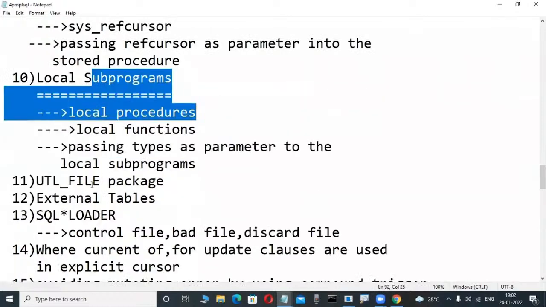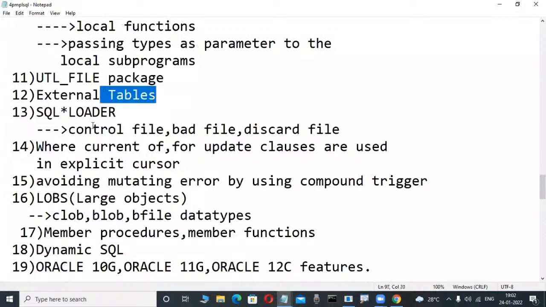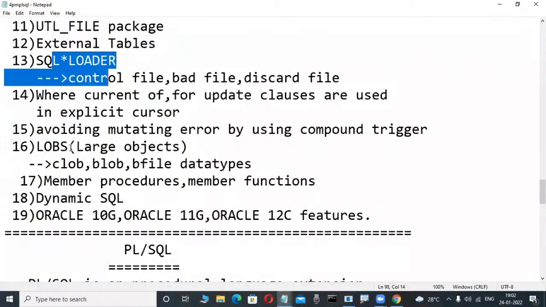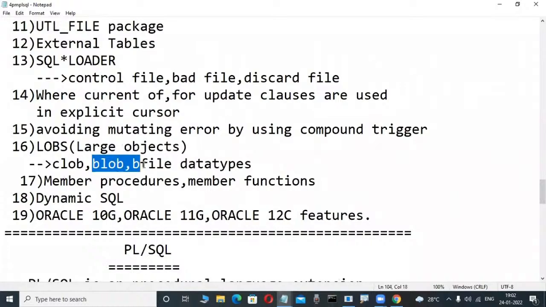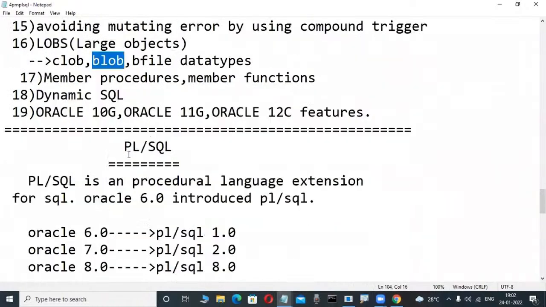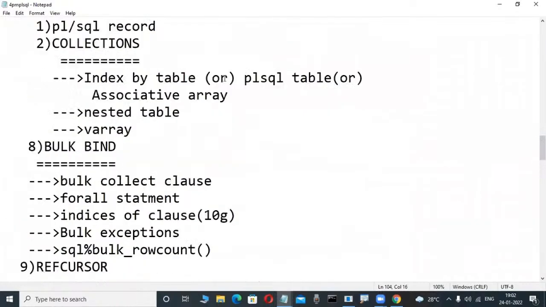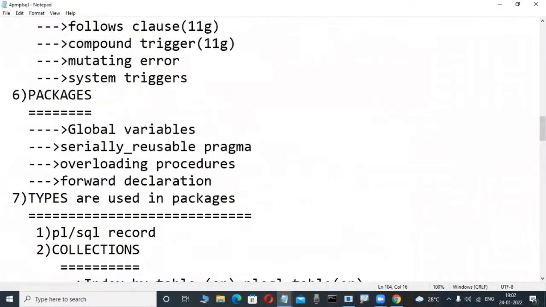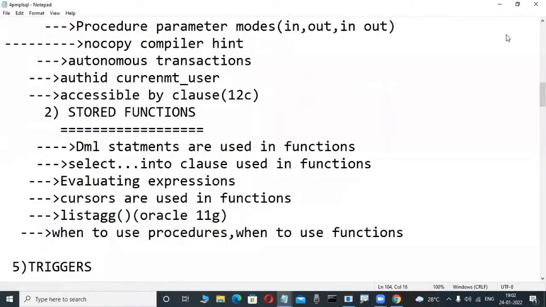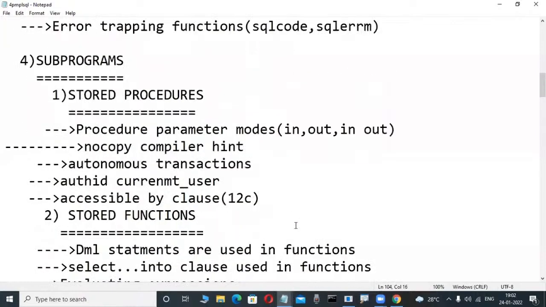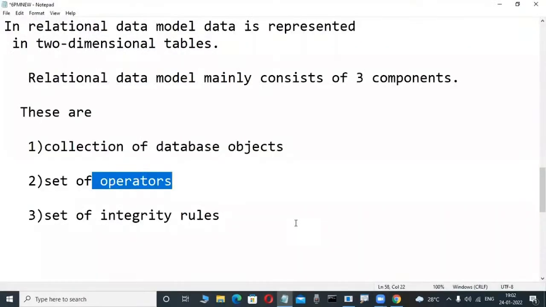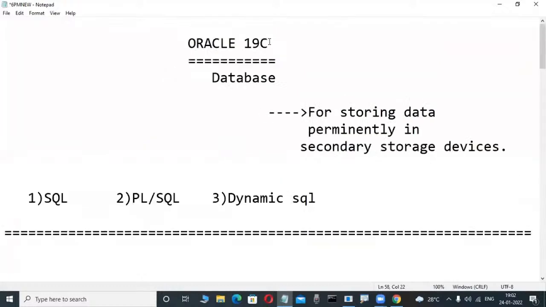Local subprograms, UTL_FILE package, external tables, SQL Loader, here LOBs, and the images we are storing are BLOB data type, is there or not? Yes, those are all the things we are learning in our courses. SQL, PLSQL, dynamic SQL, like that, so many things. These are the demos, roughly some concepts. I'm intimating to you. Okay, that is enough.